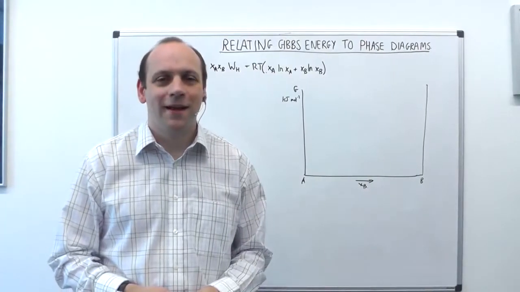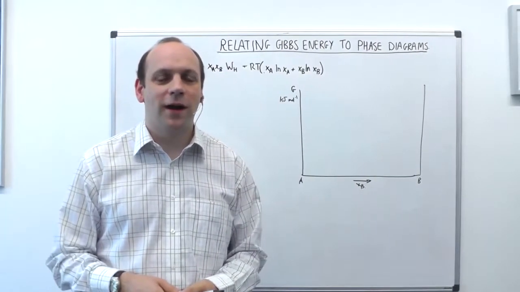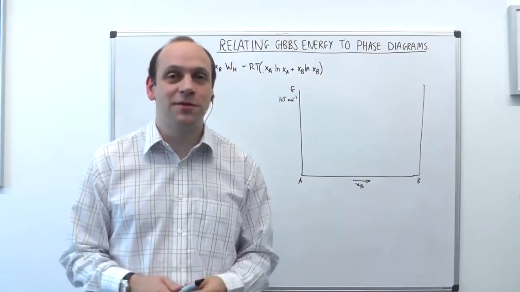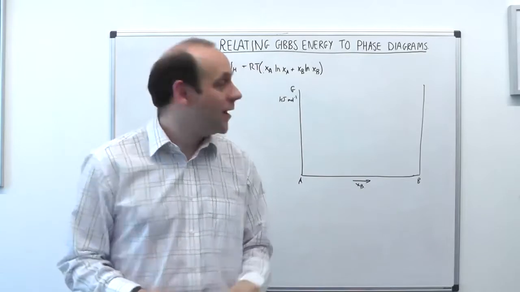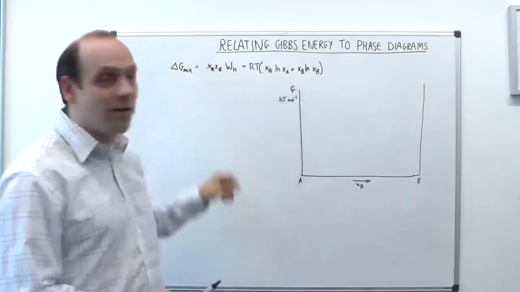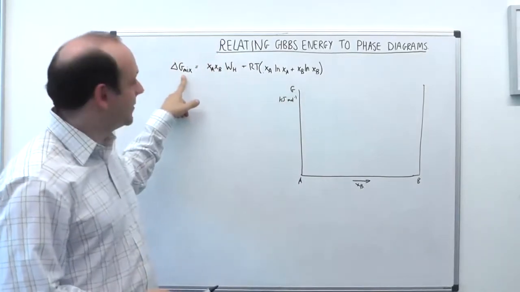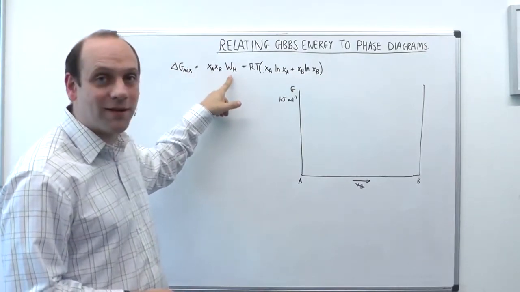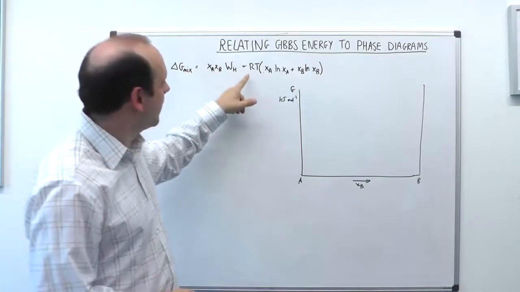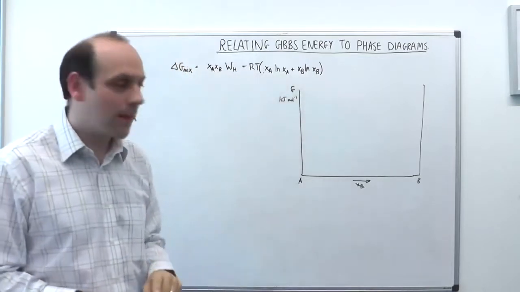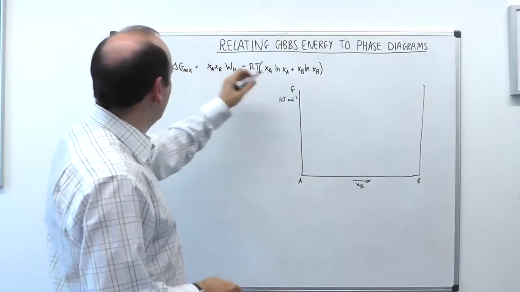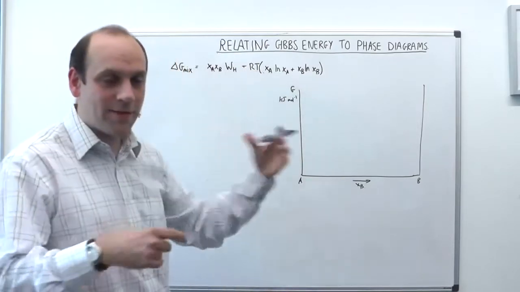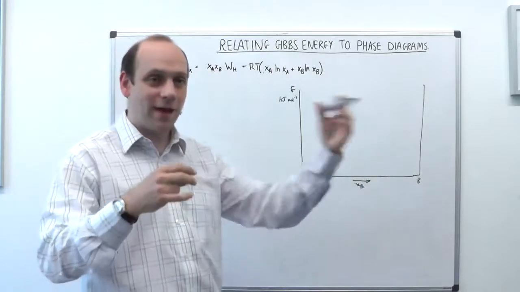Okay, so in the last segment, we looked at how we constructed a model for Gibbs energy and its variation with composition called the regular solution model. And we came up with this formula that the Gibbs free energy of mixing was composed of an XAXB times a work of mixing plus an entropy term. And if we then need to add on to that the Gibbs energy of the original two buckets we had, the A and the B bucket.